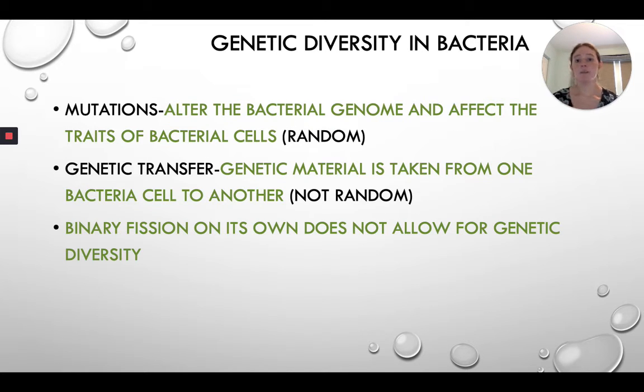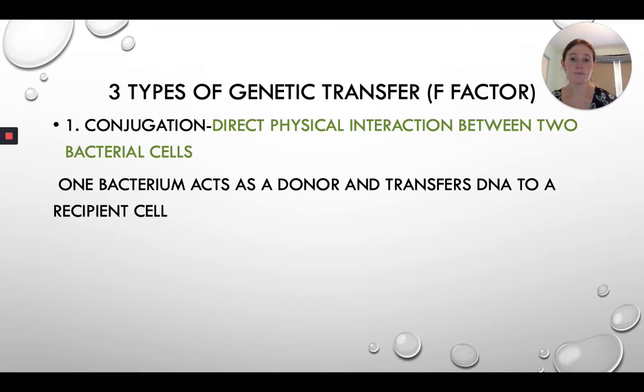Genetic diversity in bacteria. So, you can have mutations which are completely random and it just alters the DNA. Then there's also genetic transfer. So you take genetic material from one cell and you push it into another cell. Binary fission on its own, I said, does not allow for any type of genetic diversity. You're going to have exactly identical daughter cells. There are 3 types of genetic transfer.